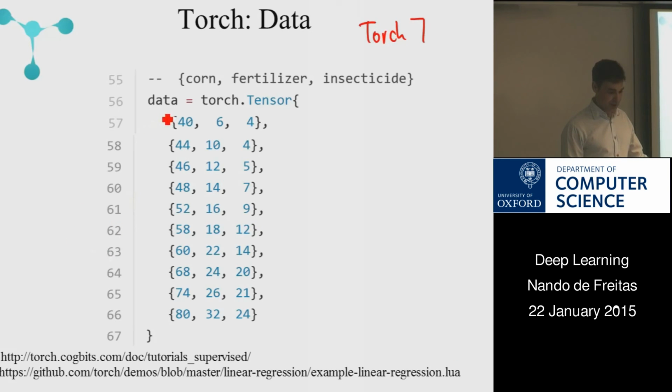But so in Torch, the first thing you would do, like in this case, we're trying to predict corn yield based on the amount of fertilizer and insecticide, is you would load the data. I will make these slides available, so you will have these links, and this tutorial exists online. You load the data, you basically form a matrix, or in this case a tensor, which is an outer product of two vectors.